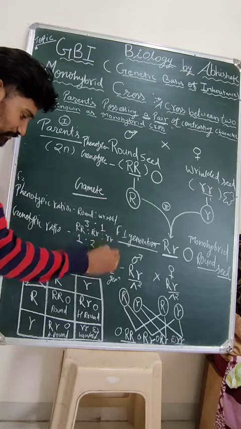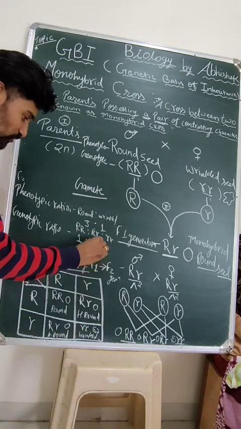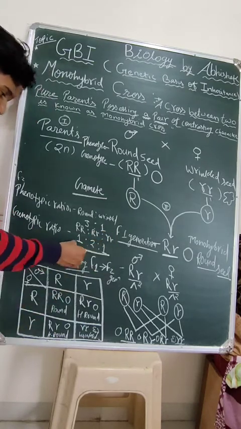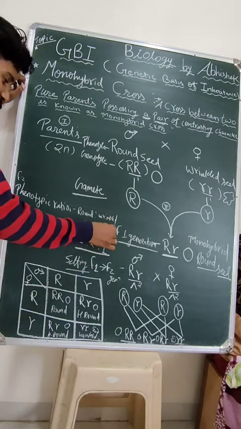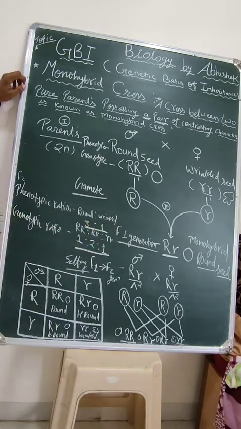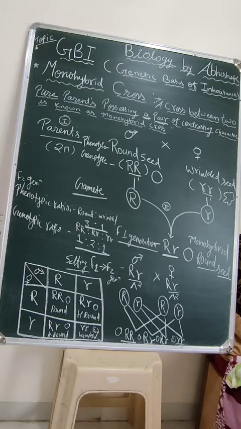Or small r kitne hai, 1. So I will mention here genotypic ratio is 1:2:1. Phenotypic ratio is 3:1 of F2 generation of a monohybrid cross. So hame monohybrid cross se ye F2 generation ka ratio appear ho raha hai, form ho raha hai. Okay, this is it for monohybrid.